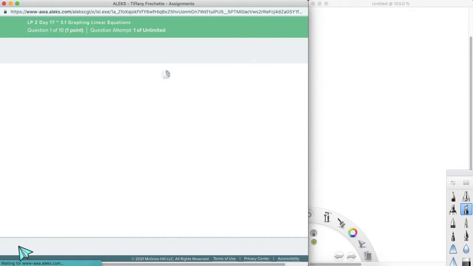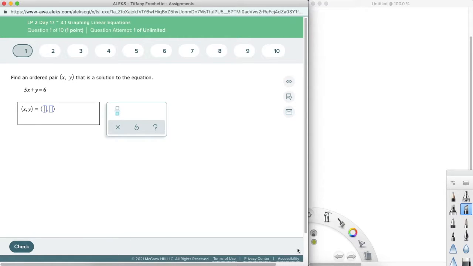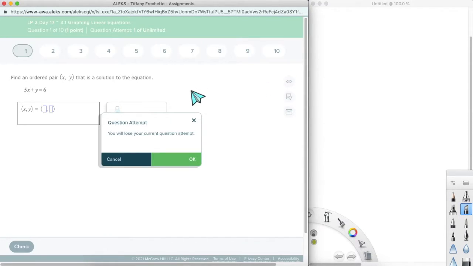So on my screen, you will not see the submit assignment button down here in the bottom right corner, but it should be on your student screen. Again, that's just something they don't show me on the teacher preview. You will see these 3 buttons and sometimes also a calculator up here. But the first one is an explanation. It says you will lose your current question attempt because it's literally going to explain this problem to you. It's going to show you the solution and the answer.